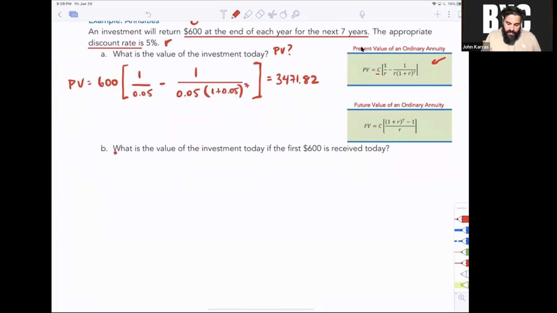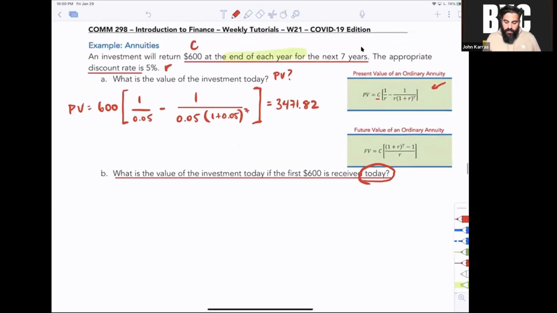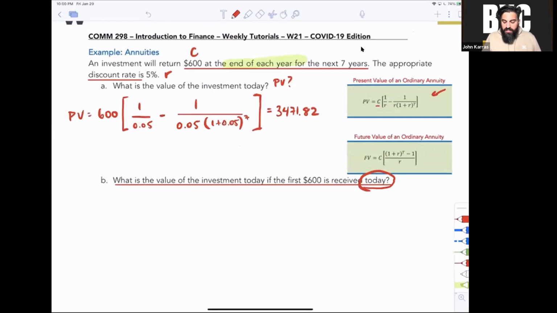But what if I said that the first payment was to be received today? You compare, before I said that the payment is to be received at the end of each year for 7 years. When a payment is received at the end of a period, we call that an ordinary. So this first question that we solved is called an ordinary annuity.